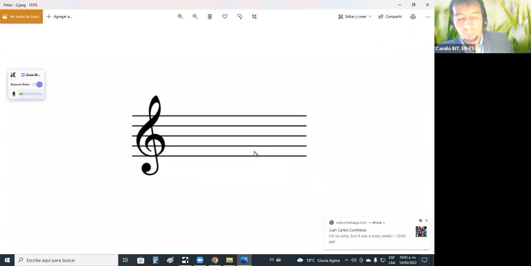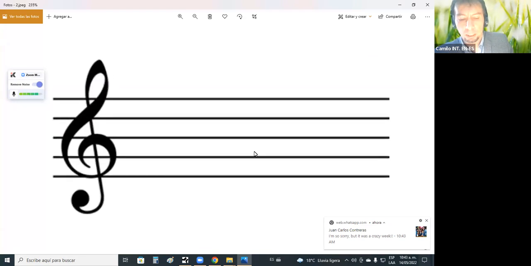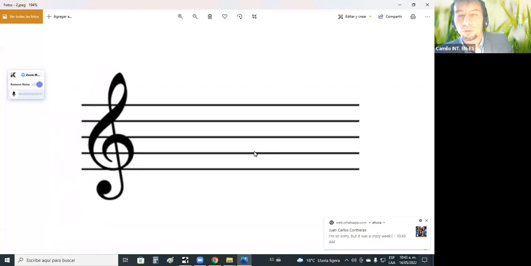And pitch, the first quality of sound, has to do with the register, or let's say how low or how high a sound is. Pitch deals with the frequency of a sound wave vibration. For example, a large instrument like a tuba produces low pitch sounds and vibrates slowly, whereas a piccolo, which is a small flute, produces high pitch sounds.